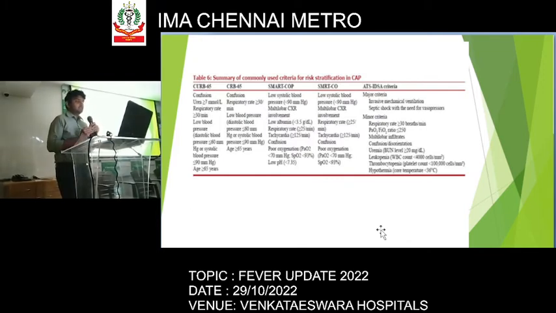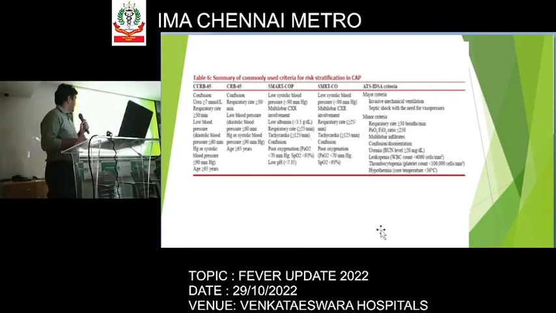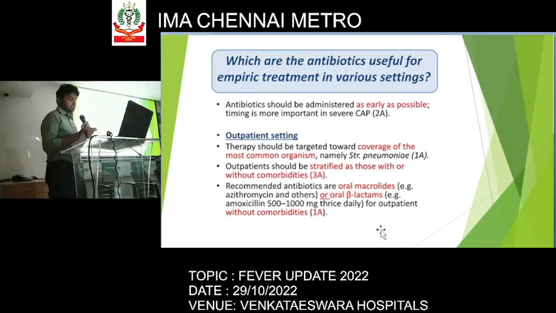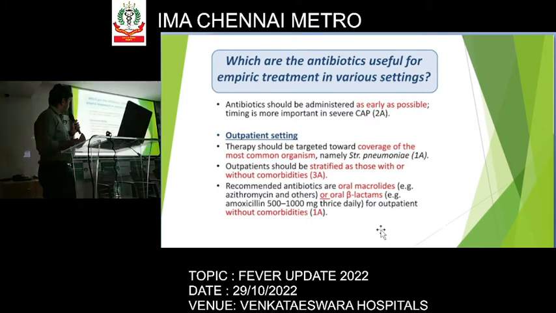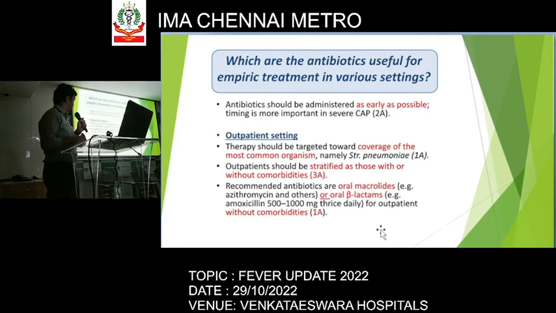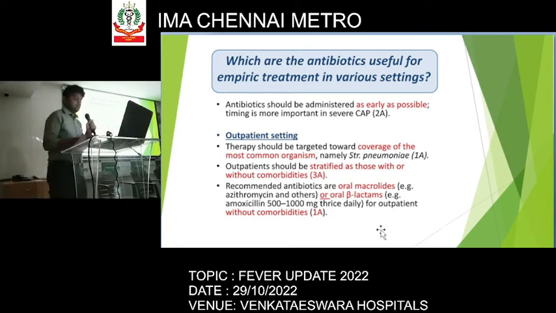So when a patient is diagnosed as a case of community acquired pneumonia, the antibiotic should be administered as early as possible, and timing is more important in severe community acquired pneumonia. So in an outpatient setting, the therapy should be targeted towards Streptococcus pneumoniae, and the patients should be divided into those with comorbidities and without comorbidities. For a patient without comorbidities, the recommended antibiotics are oral macrolides like azithromycin or clarithromycin, or oral beta lactams like amoxicillin. Either one of the antibiotics should be started for a patient without any comorbidities.